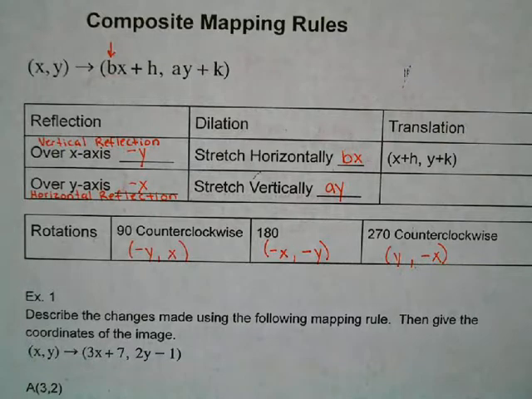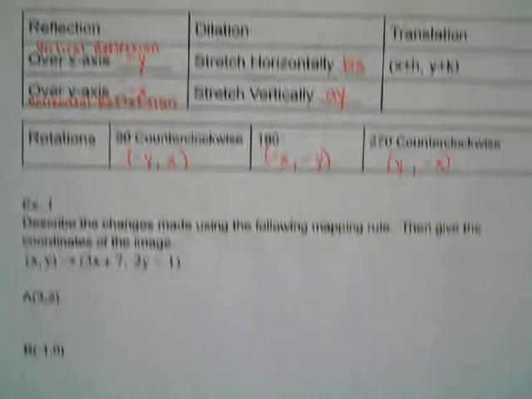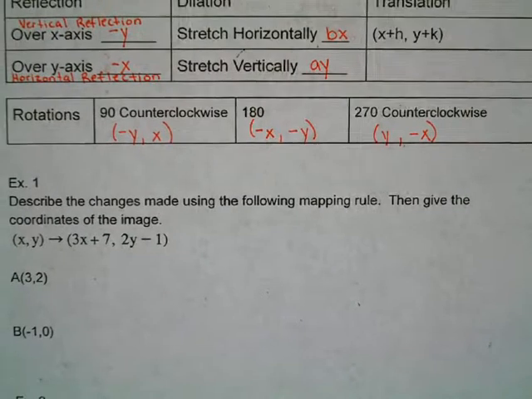Okay, so we're not really worried about the rotations today with these composite mappings. We're really talking about, was there a reflection, a dilation, or a translation? Do you remember the only thing that changes the size or shape of a figure is the dilation?